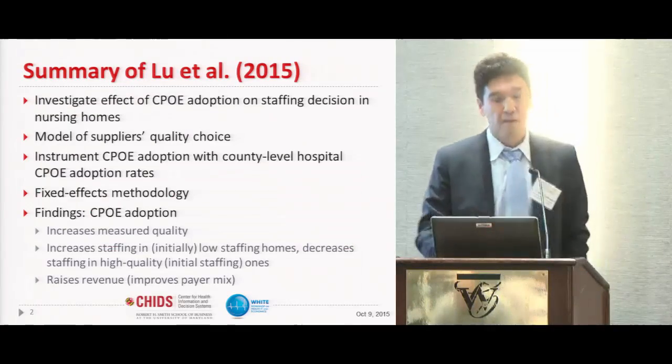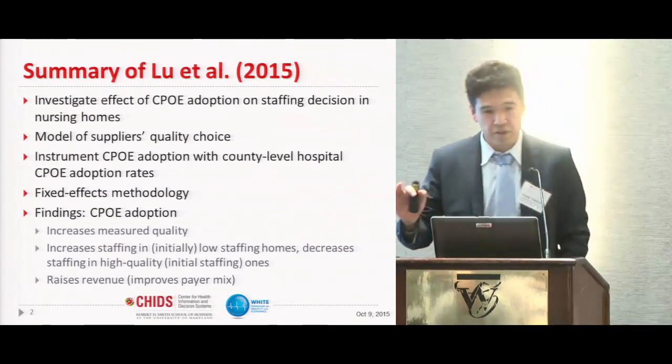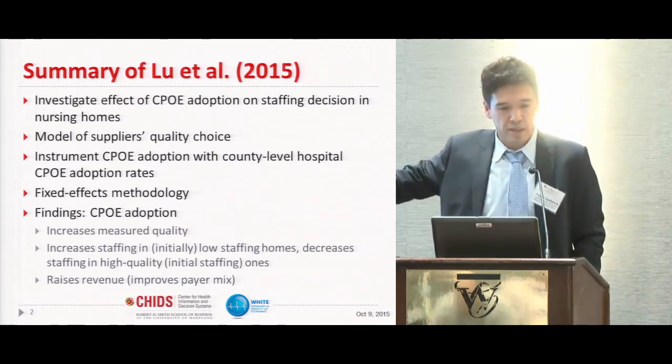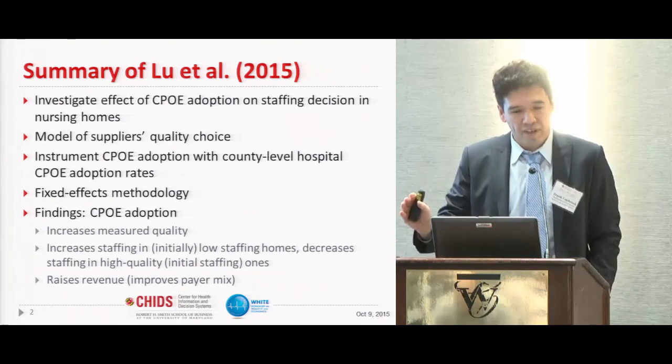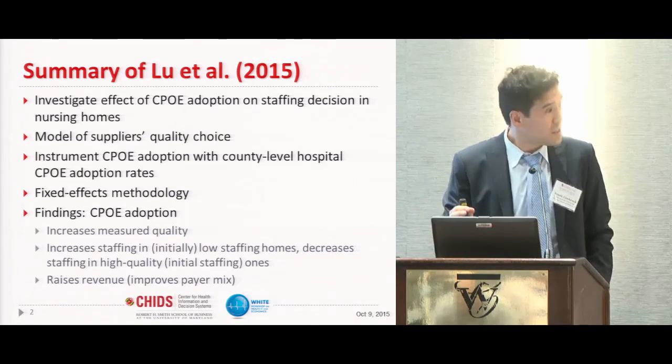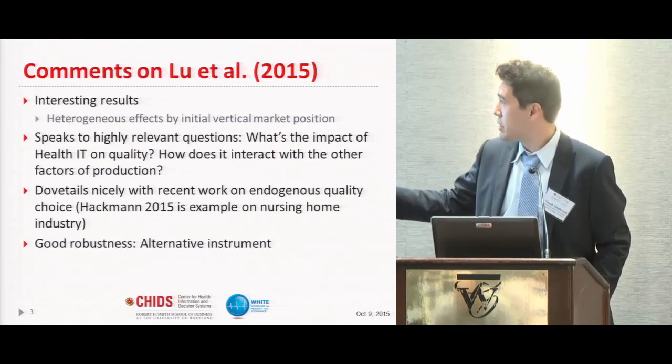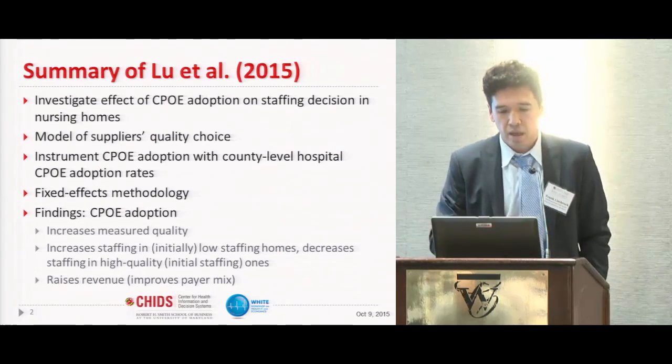Very brief on the summary, since we're very short on time. Basically, it's the effect of CPOE adoption on staffing decisions in nursing homes and quality. There's a motivating model of supplier's quality choice. You instrument CPOE adoption with county-level hospital CPOE adoption rates. I should have bolded hospital here because that's a different provider that's important.